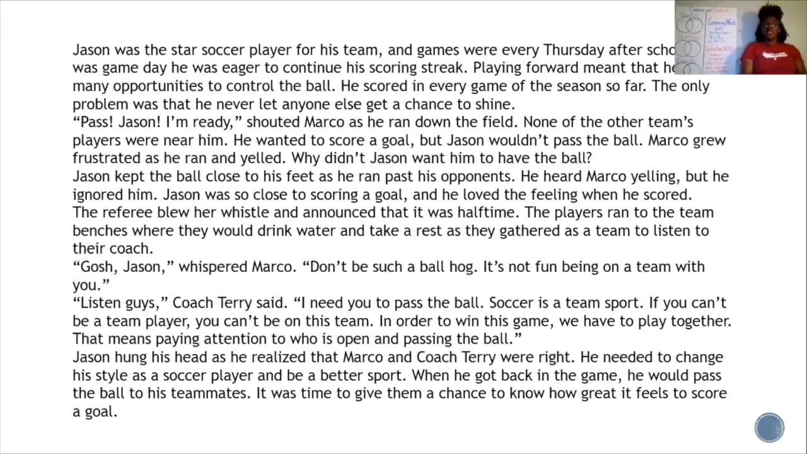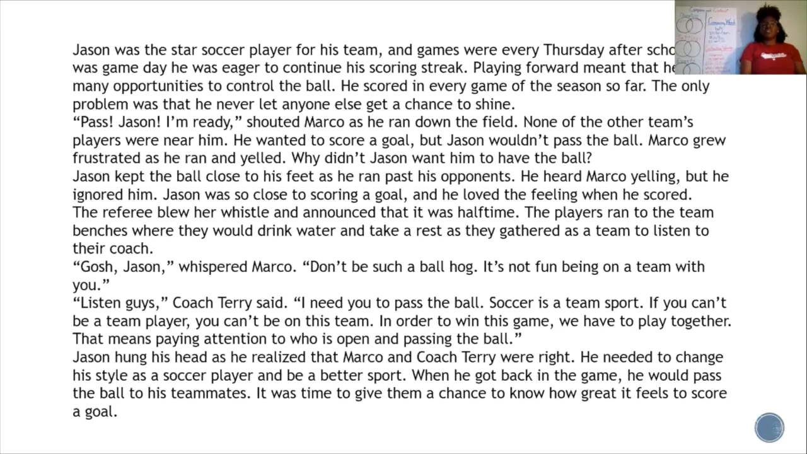So again, taking the time to identify your characters, identify the setting, as well as the key events from the beginning, middle, and end of your story. And it's also a good idea, I did not say this for the first story, but analyze your character, because sometimes that's going to help you to understand the differences as well as the similarity.